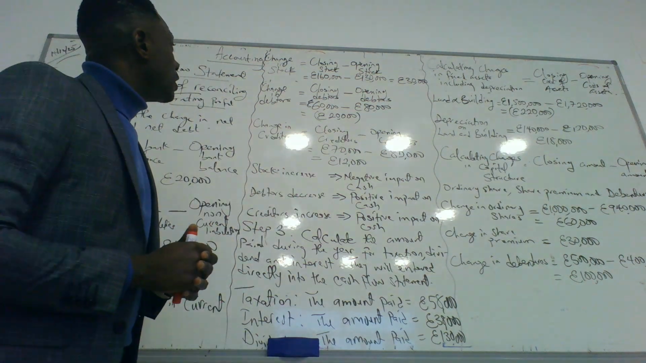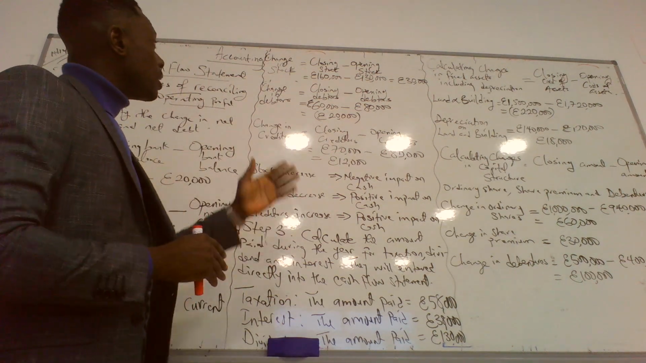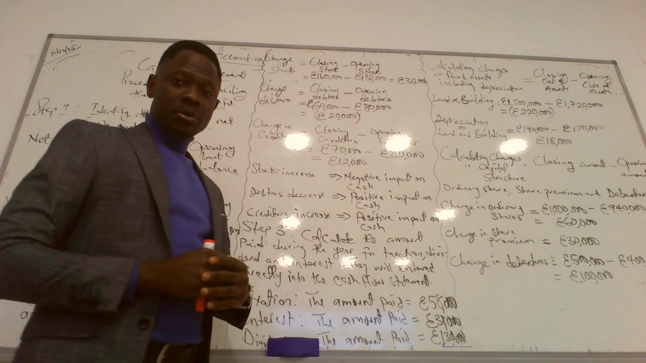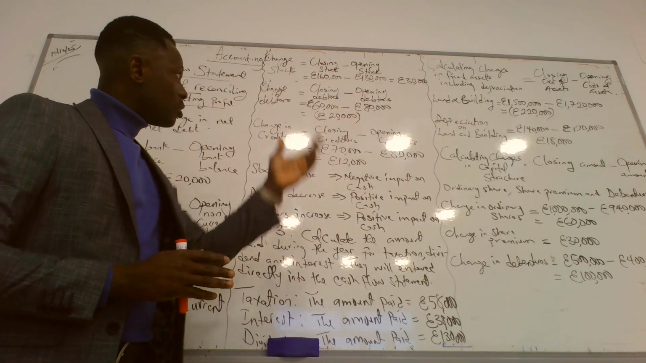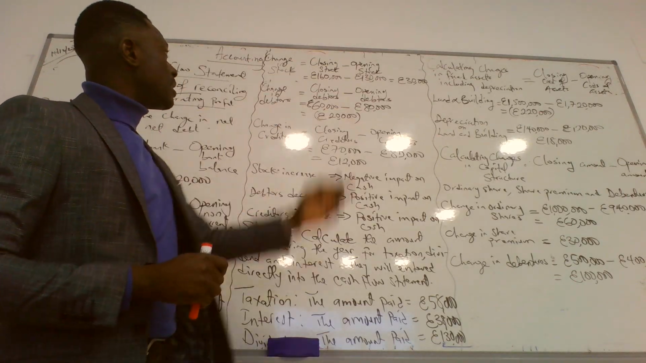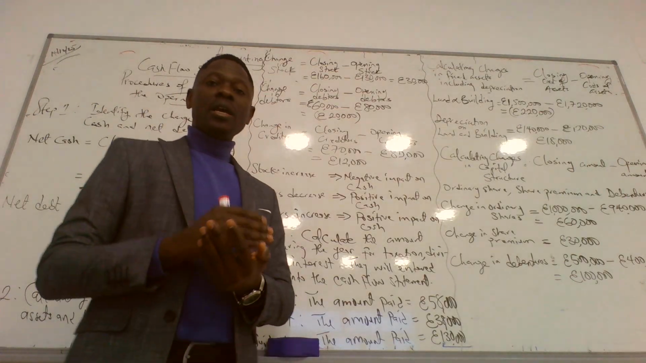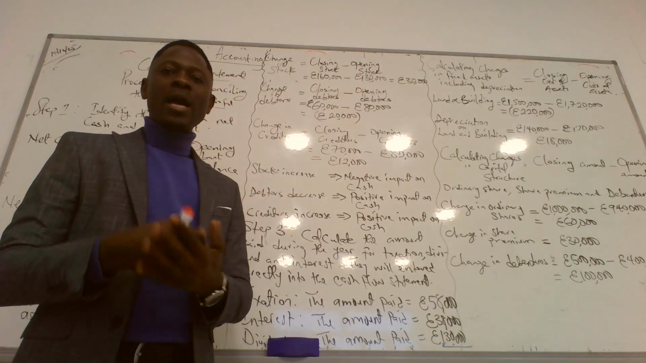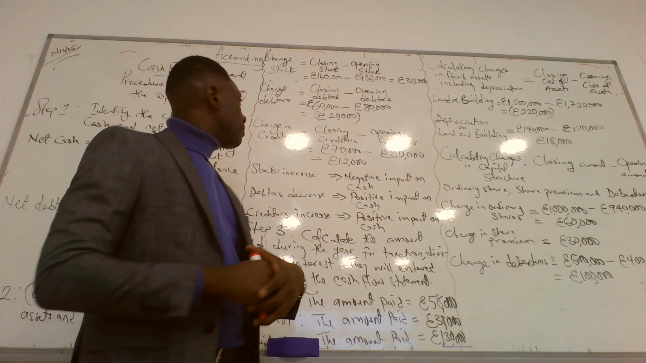Then we have the change in debtors. It will be closing debtors minus opening debtors. The closing debtor is 60,000, the opening debtor is 80,000. That is 20,000. So there's a decrease in debtors, and a decrease in debtors represents an improvement in the cash. So we add it to the operating profit.